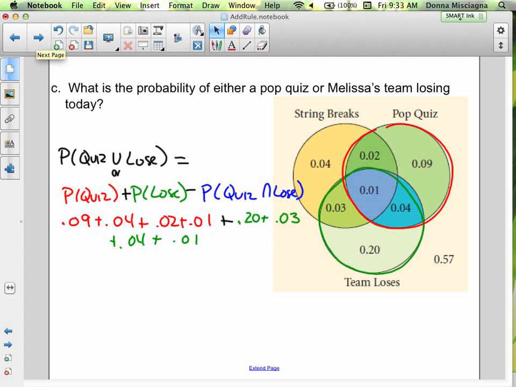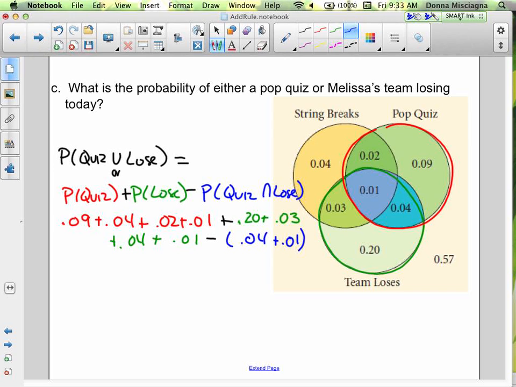And then we have to subtract, parentheses around this one, all of the things that are in the intersection. So what would be in the intersection? Yep, 0.04 and 0.01. Not 0.03, right? Because that's the wrong intersection. It's just the intersection of these two, the green and the red. So just the 0.04 and the 0.01. Okay. Does everyone see how if we're figuring out the probability, we take all the probabilities for the pop quiz, we take all the probabilities for the team losing, and then we subtract the probabilities of the intersection? So this is where these two intersect, the 0.01 and the 0.04. The lose and the break intersect at 0.01 and 0.03. And then all three of them intersect just at 0.01. And then break and quiz intersect at 0.02 and 0.01.